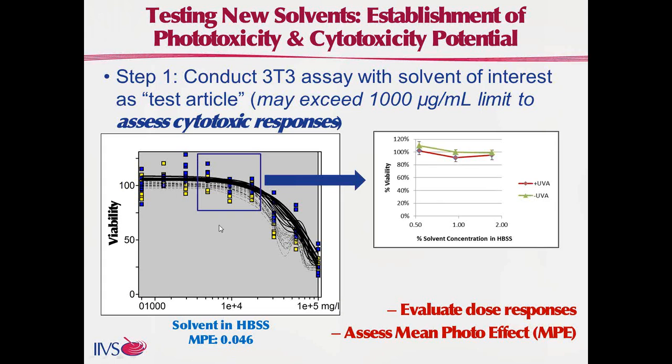So in this example, the 1% is right in the middle, which is what the cells would be exposed to in the assay as recommended in OECD. And I just have a couple of the other points flanking on either side, but you can see that the viability still remains around 100%, and there really isn't a big difference between the viability of the cells exposed in the presence or the absence of light. So once it passes that criteria, we know that it's not phototoxic, we know that it's not cytotoxic at the level we would be using it.